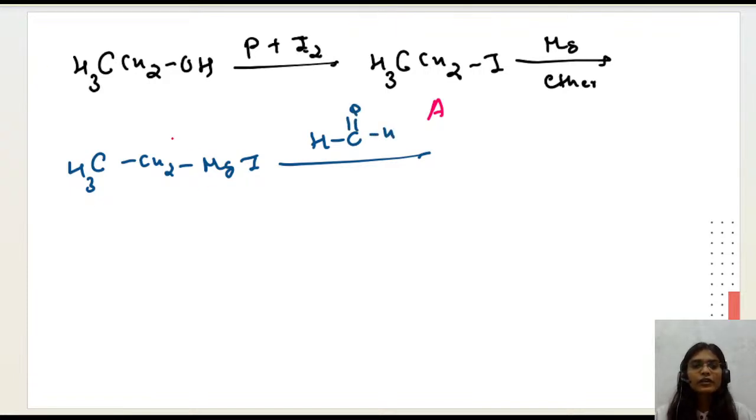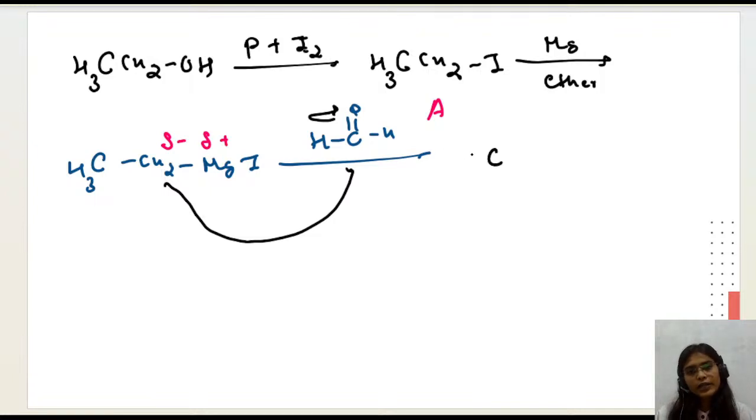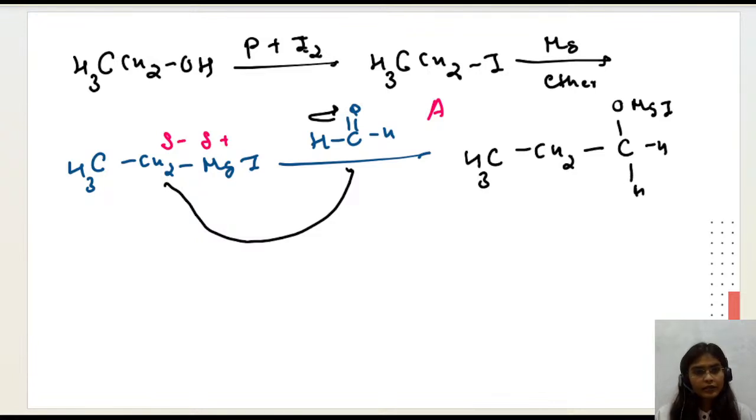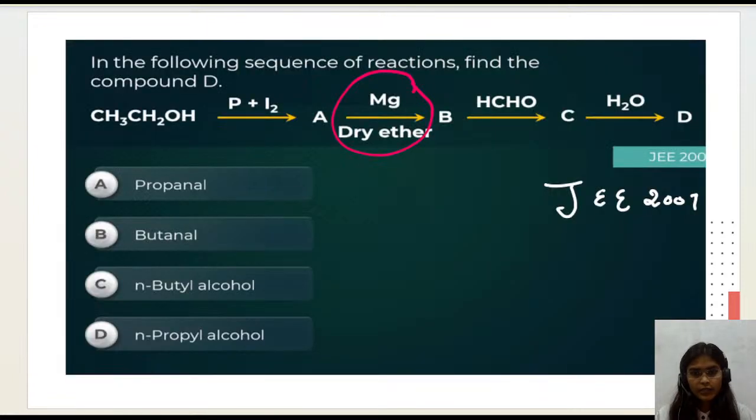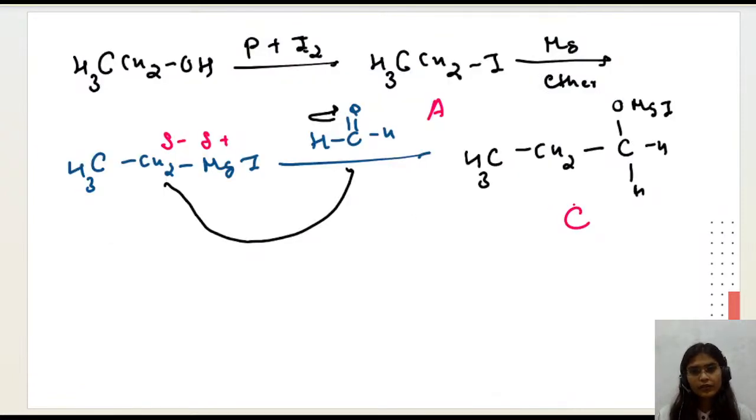This is formaldehyde, right? So what is happening there? This is partial negative, this is partial positive. So how about the attack there? This negative charge simply attacks here. This bond opens up, and then you will be having CH3, CH2, and this is a CO. Here the MgX part is connected, and hydrogen, and then the next step is hydrolysis. I guess it's B, it's C. Okay, this is C. Then where's the B? Okay, and then you have to hydrolyse this.